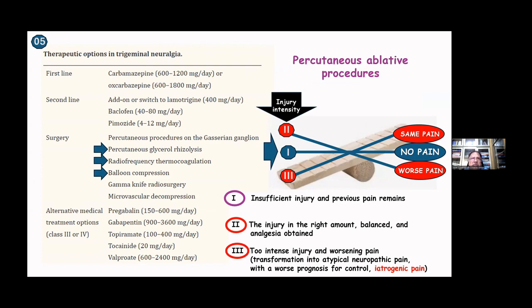Three situations are possible: insufficient injury and previous pain remains; the injury in the right amount, balanced, and analgesia obtained; or too intense injury and worsening pain, with transformation into a typical neuropathic pain with a worse prognosis for control, and iatrogenic pain.